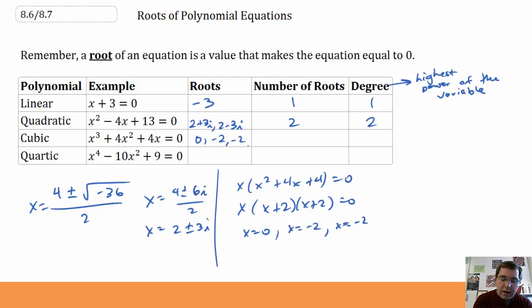How many roots do I have? I have 3 of them. Negative 2 counts twice because x plus 2 is a factor 2 times in my polynomial. What's the degree? Well, it was an x cubed, so it's 3.